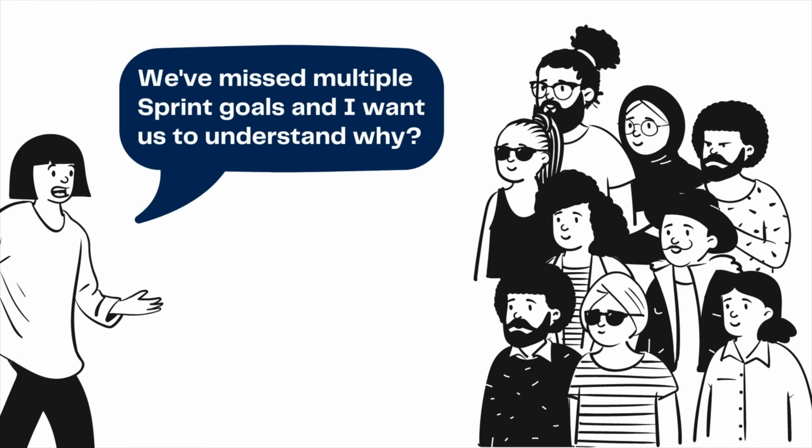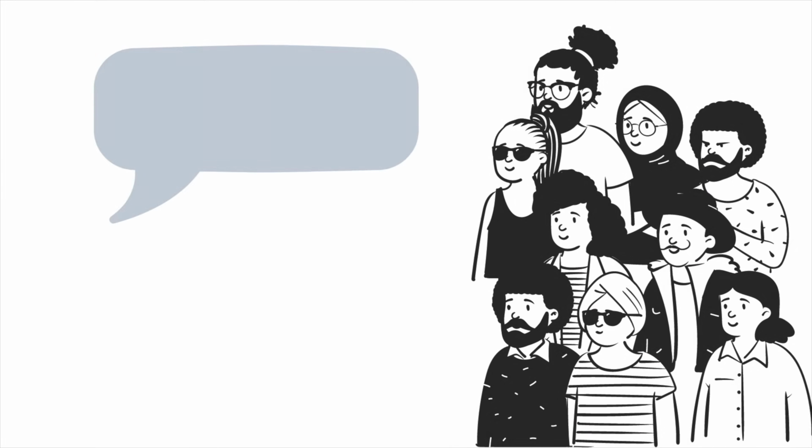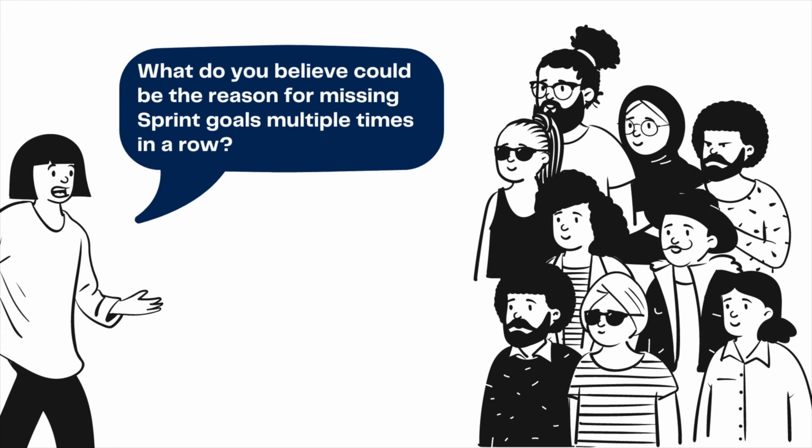For example, a question like, "We have missed multiple sprint goals and I want us to understand why." This question may leave the listener wondering if you want a discussion around the concern or suggesting everyone find their own answers. We can rephrase the same question into, "What do you believe could be the underlying cause for missing sprint goals multiple times in a row?" An open-ended question like this communicates to the listeners that you are looking for them to discuss a detailed response.